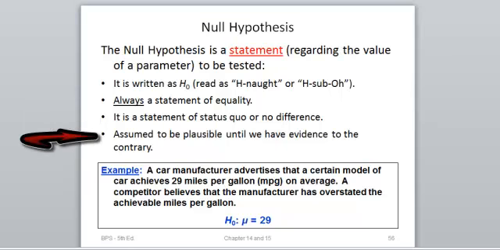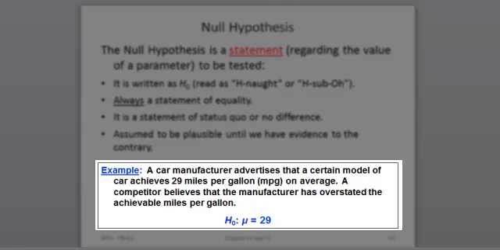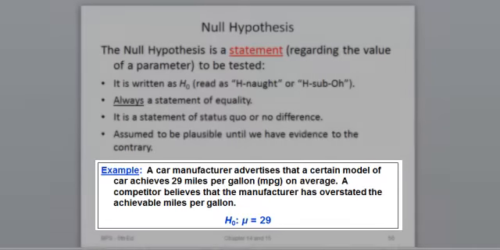So how would we make the null hypothesis statement for the problem we just looked at? Well, the car manufacturer advertises that a certain model of car achieves 29 miles per gallon on average. A competitor believes that the manufacturer has overstated the achievable miles per gallon. So the null hypothesis would be the status quo, what is believed to be true right now. And what is believed to be true right now is what the manufacturer says, that mu equals 29. The burden now will be on the competitor to show that it's less than 29. So the null hypothesis is what's believed to be true.